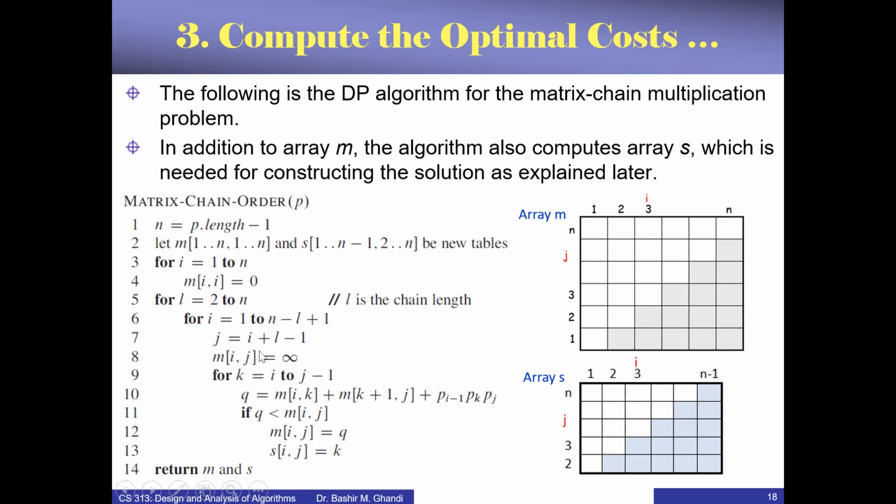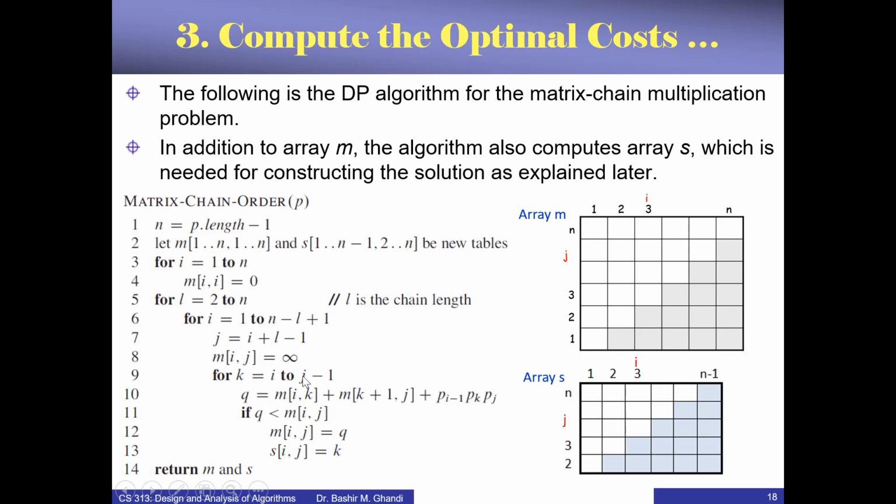Now initialize M[i][j] to be infinity, because remember we're trying to look for the minimum. So let the initial value be as large as possible, so that if you later find a smaller value, you will update. So this is our initial value of M[i][j]. Now we need to vary our k, and remember, k varies from i until j minus 1.